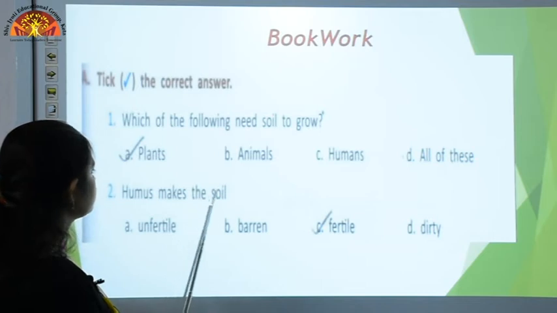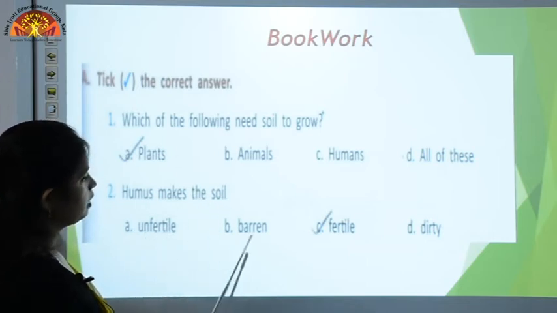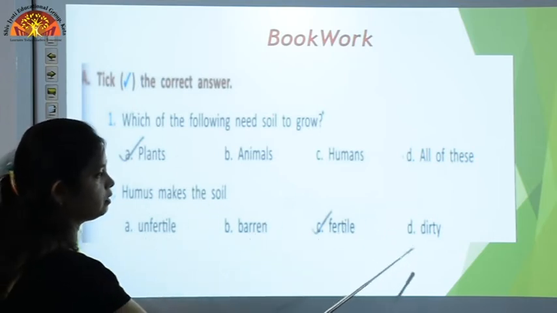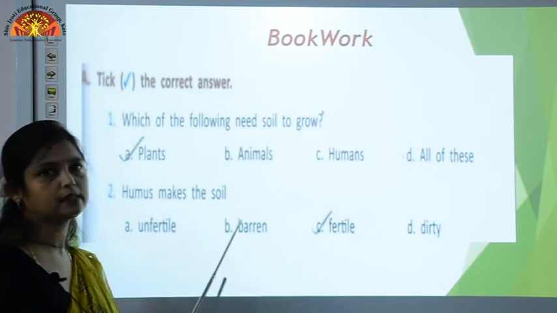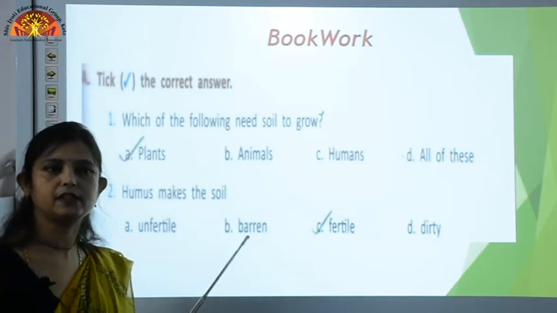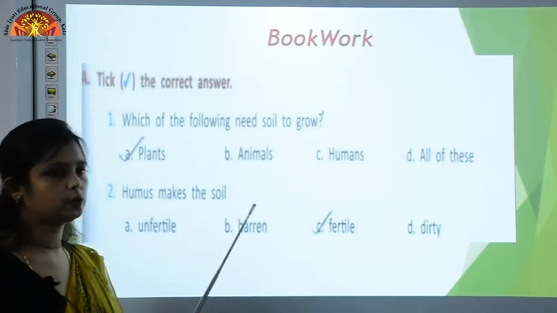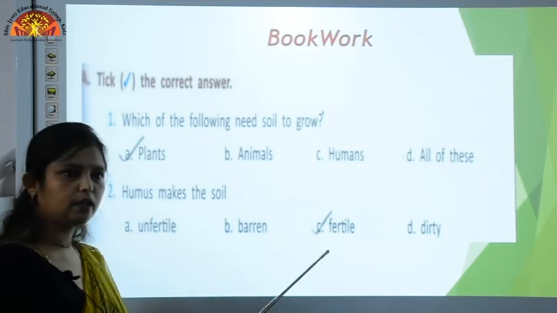Then, humus makes the soil: unfertile, barren, fertile, dirty. Here humus makes the soil fertile, because humus is formed by the remains of dead plants and animals which provide all the necessary nutrients.